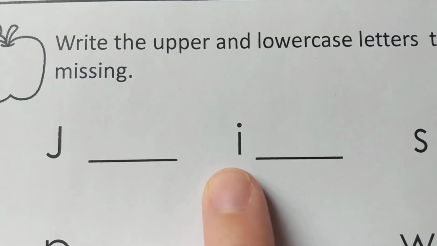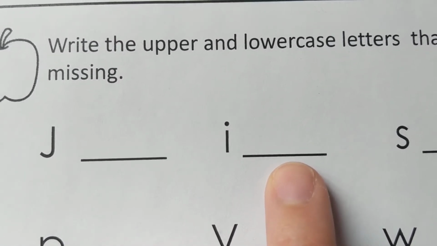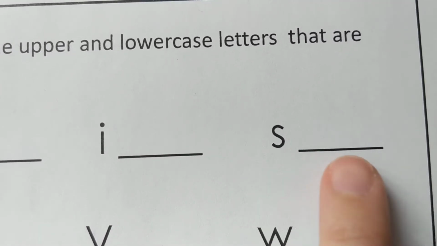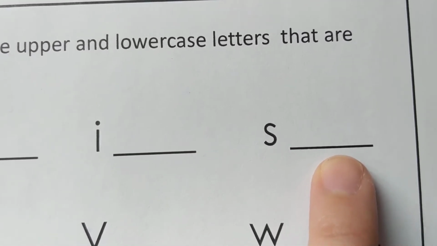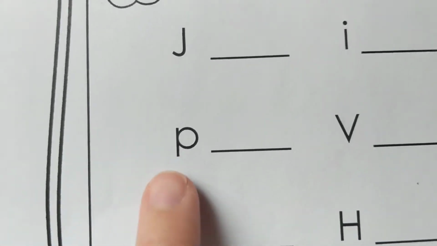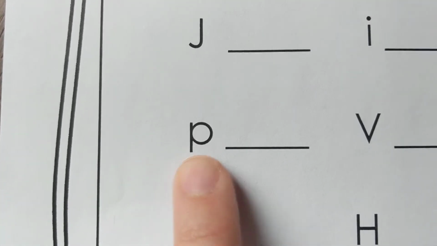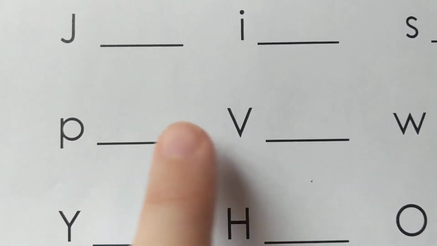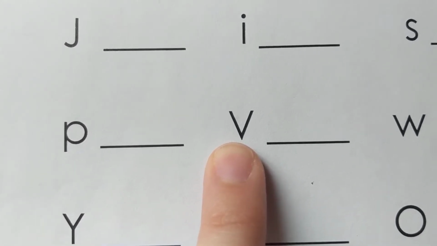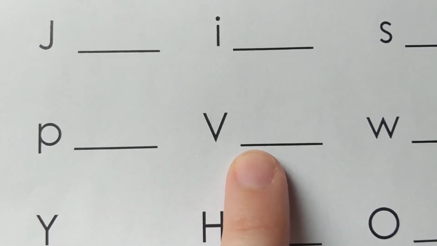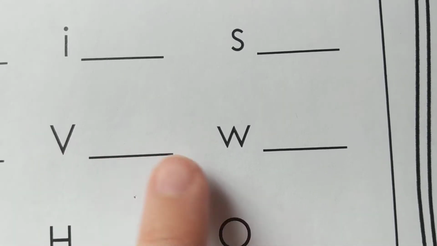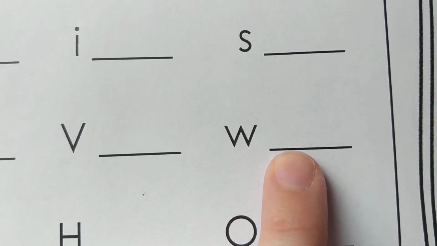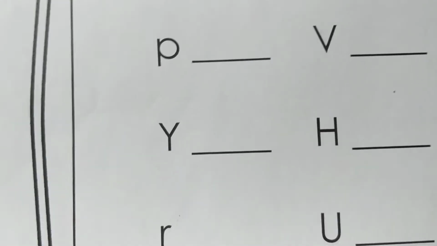They gave you a lowercase i. You need to write a capital I, nice and tall. There's a lowercase s. You need to write a capital S, nice and tall. There's a lowercase p. You need to write a capital P, nice and tall. They gave you a capital V. You need to write a lowercase v on the line. They gave you a lowercase w. You need to write a capital W, all the way very tall.